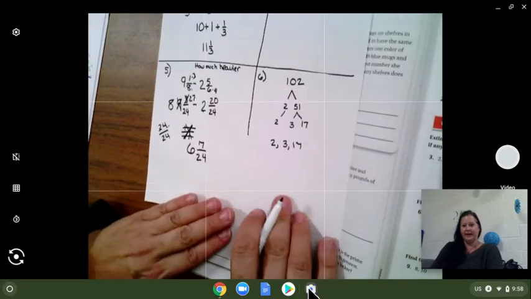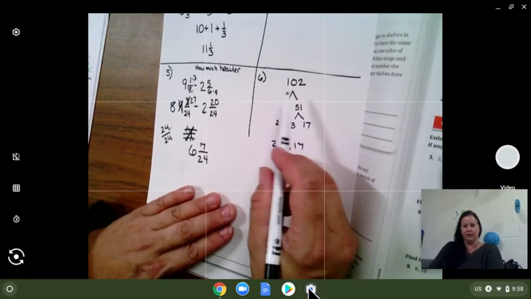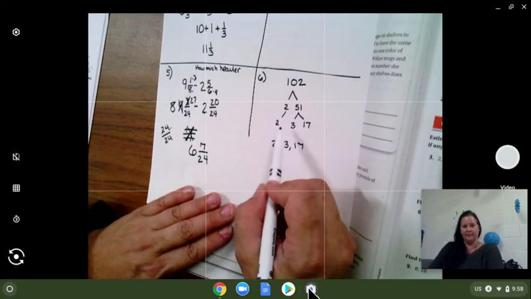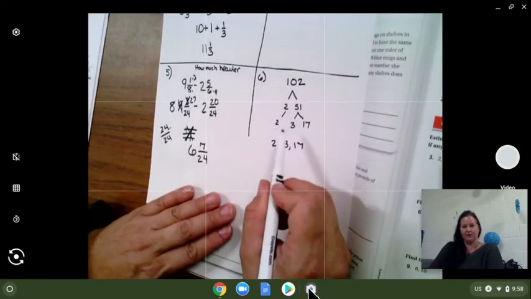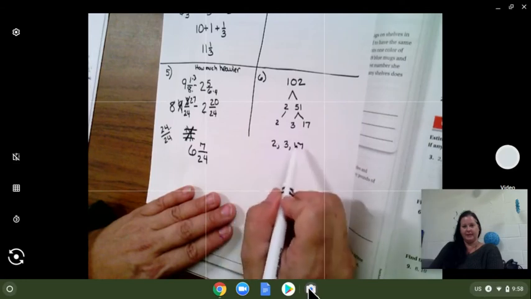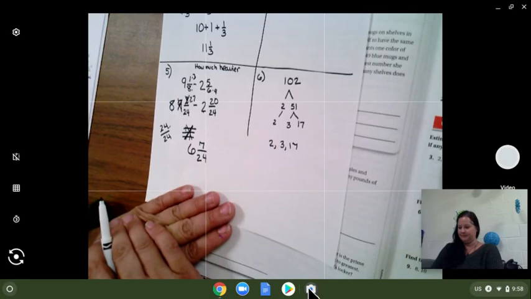All right, then finally here we are looking for prime numbers of 102, and I found my prime numbers by doing a factor tree. And I have 2, 3, 17. Putting those in order for the combination will be 2, 3, comma, 17.